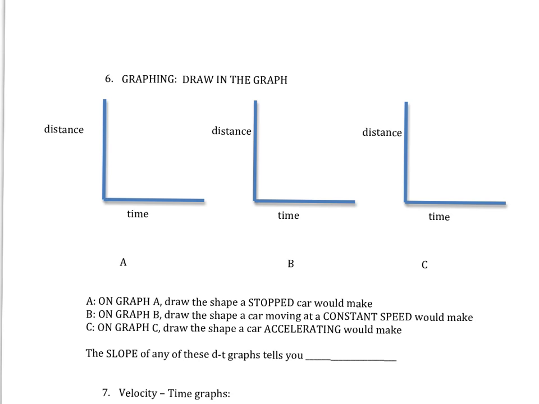On page 2, there are some graphs here. I want you to go ahead and draw in for A the shape of the graph that a stopped car would make. A stopped car would look something like this. And for B, the shape of a car moving at a constant speed would look like what? Like that. And on C, the shape of an accelerating car is a curve like that. So the slope of any of these graphs tells you the speed of the car, the velocity.